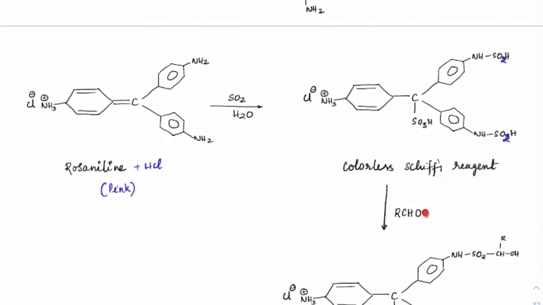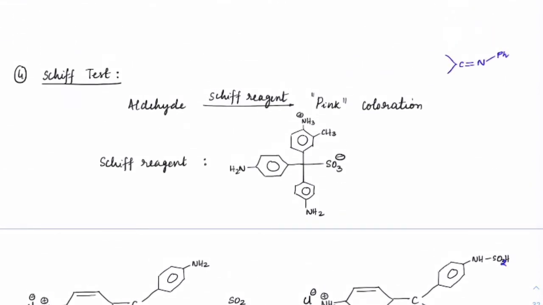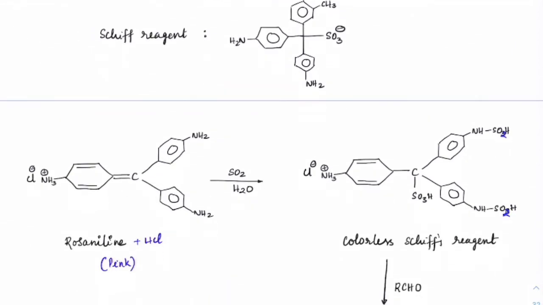When you treat that with RCHO, now this SO2 will be released and the aldehyde will add on this, giving this aldehyde adduct. Got it? This brings the color back and you get a pink coloration, which shows the presence of aldehyde. So all you need to know is that aldehydes, when treated with Schiff's reagent, give pink color, that's it. Don't worry about the structures or anything, it is just for your reference.